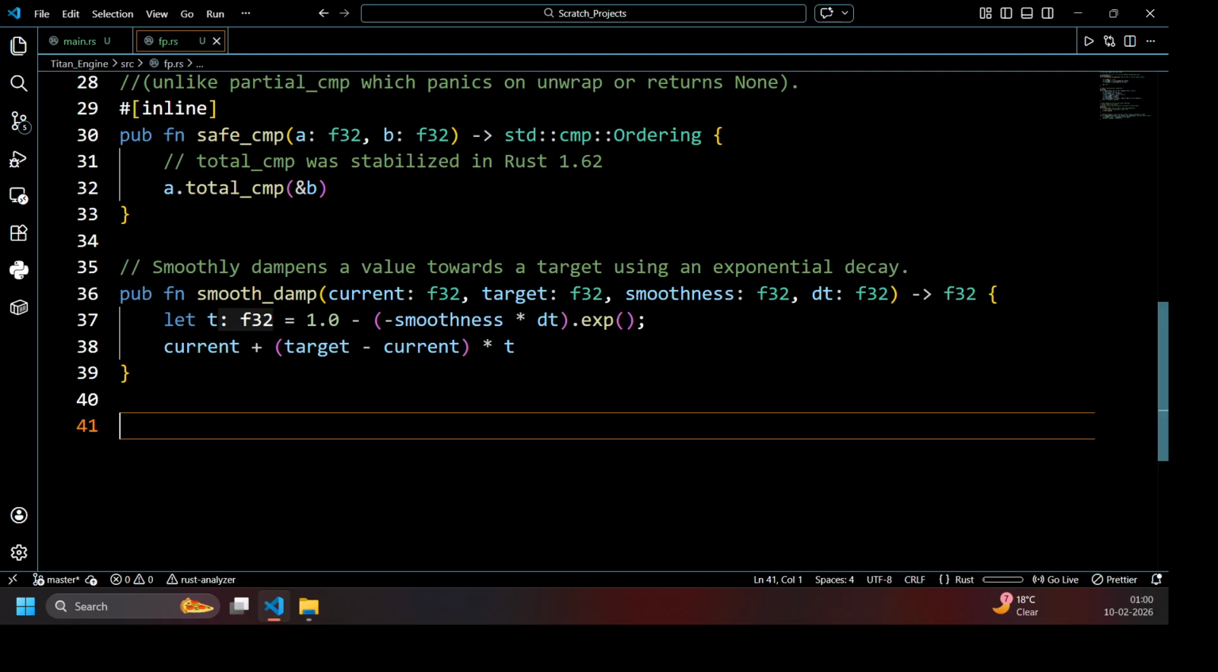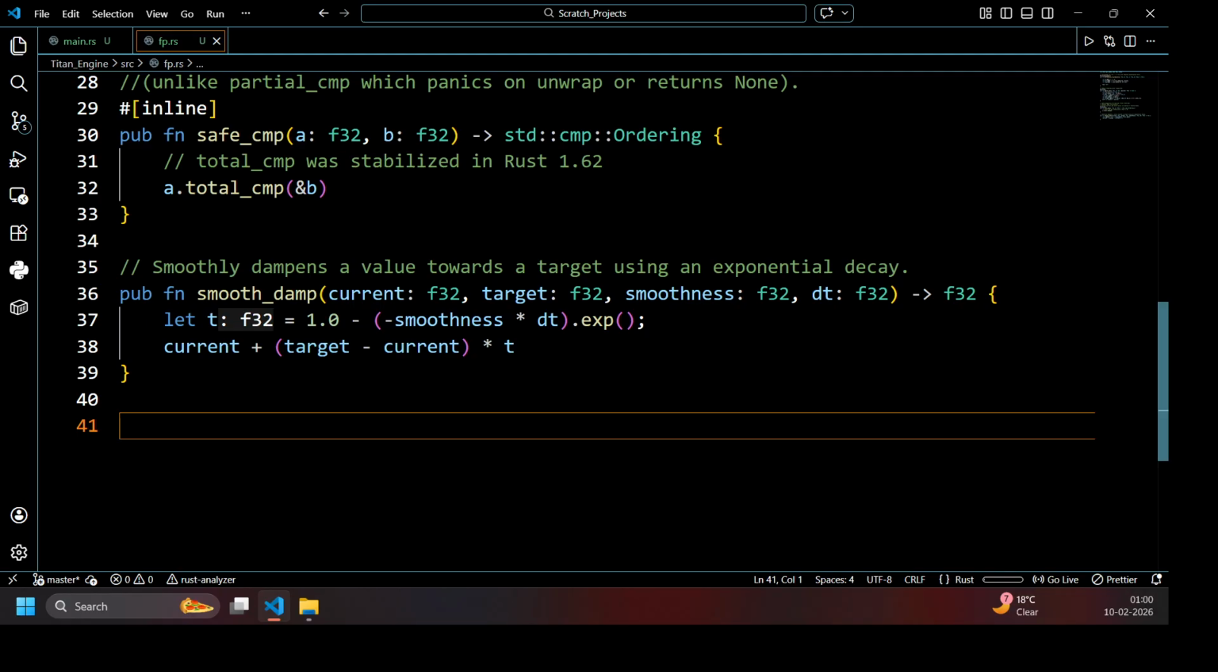Why this specific formula? Where does it come from? This is the exact mathematical formula for exponential decay. It's the same math that models how a radioactive isotope decays over time, or how a hot cup of coffee cools down, or, in our case, how the distance between our current value and our target value decays over time. So negative smoothness times dt is a negative number, and e to a negative power is always a fraction between 0 and 1. Correct.